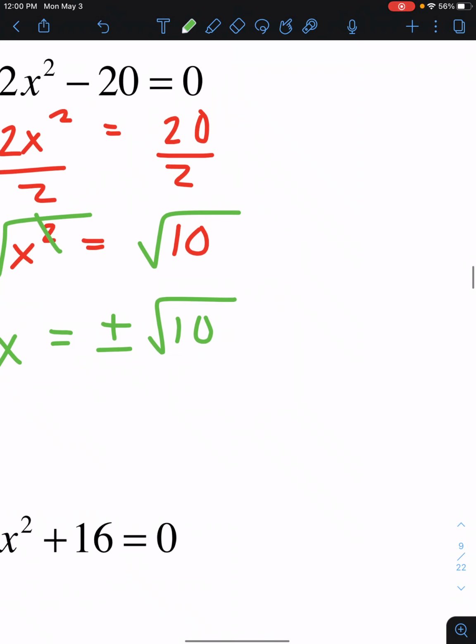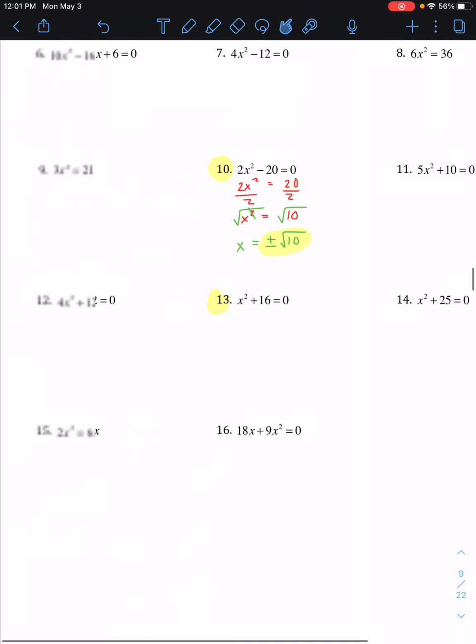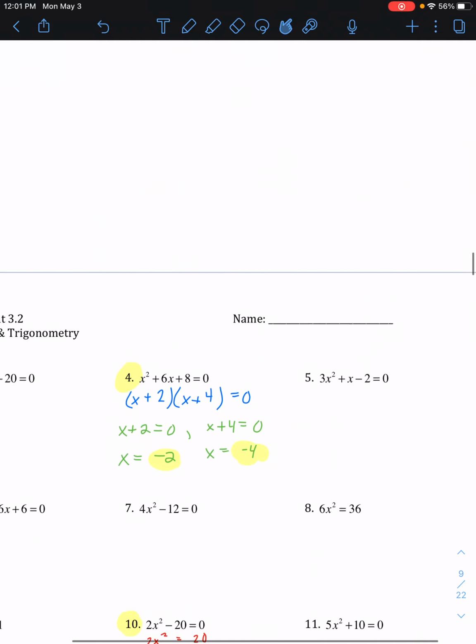Now, I do try to break down the radical. 10 breaks down into 2 times 5. However, there's no 2 of a kind to come outside of the radical. So 10 is stuck inside the radical. So I have my 2 answers here. My 2 answers are square root of 10 and negative square root of 10. Again, keep it in radical form. Do not turn it into a decimal.